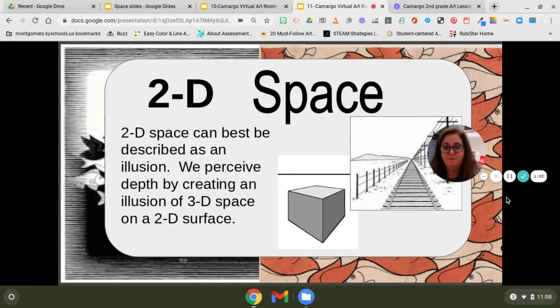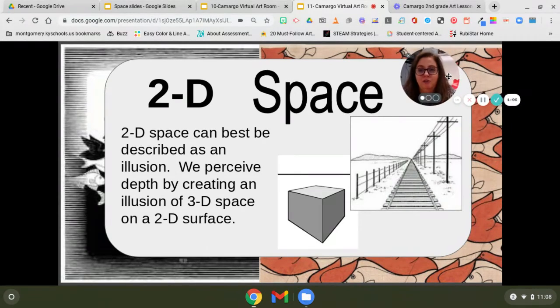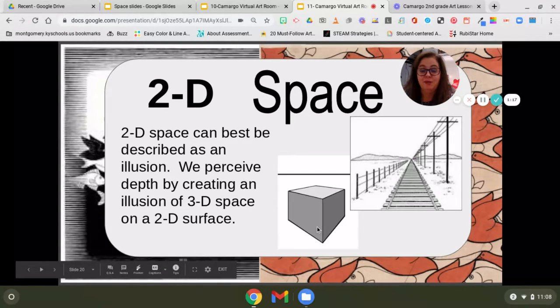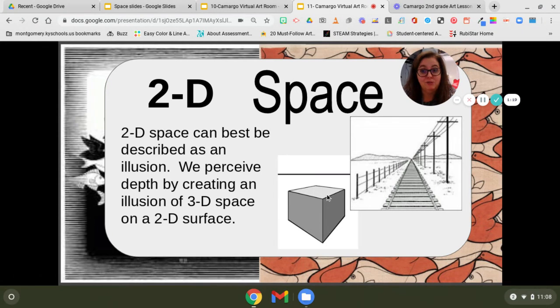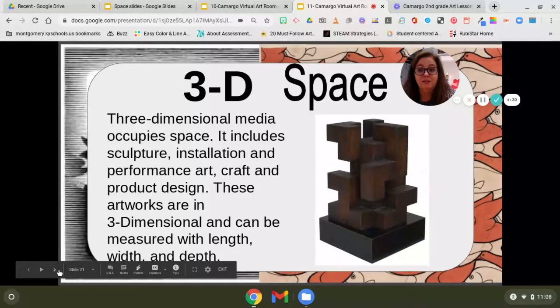space first. There's two-dimensional space, which is the area on your paper where you try to draw and make things look sometimes three-dimensional. So 2D space can best be described as an illusion. You're trying to trick somebody into thinking that that is actually three-dimensional space. Do you see how these railroad tracks are going back into the distance? The artist is attempting to trick your eye into thinking that it is going back into space, and that objects in pictures are three-dimensional by the way that we draw them. So it's all about tricking someone's eye when we're talking about flat two-dimensional artwork, because you're trying to create the illusion of space on a flat surface.